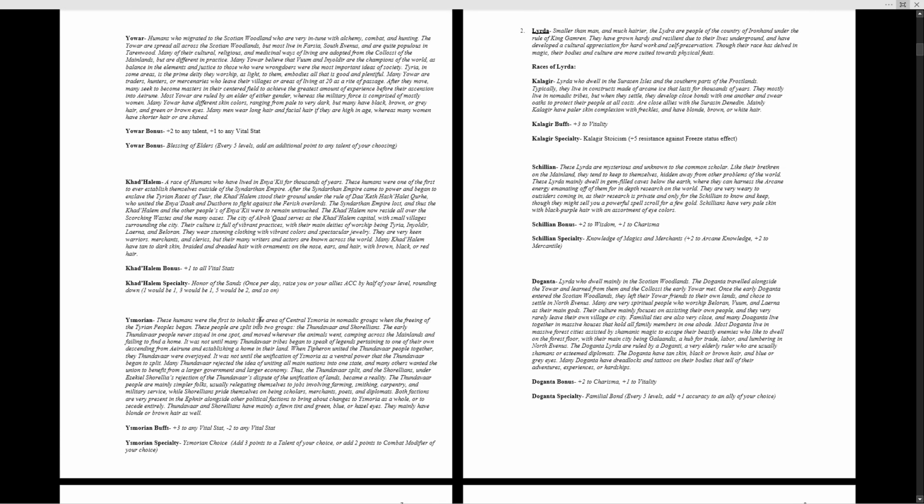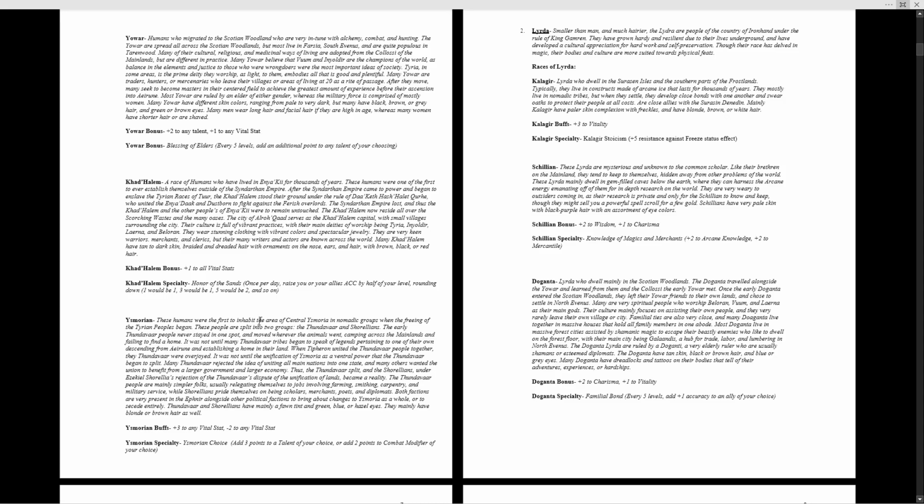Second to last, we have the Khadkhalim. The race of humans who have lived in Enyaki for thousands of years. These humans were one of the first to ever establish themselves outside of the Sindarthan Empire. After the Sindarthan Empire came to power and began to enslave the Tyrian races of Tor, the Khadkhalim stood their ground under the rule of the Doketh Hashchalit Kura, who united the Enya, Dak, and Dustborn to fight against their fairish overlords. The Sindarthan Empire lost, and thus the Khadkhalim and the other peoples of the Enya were to remain untouched. The Khadkhalim now reside over the scorching wastes and many oases.